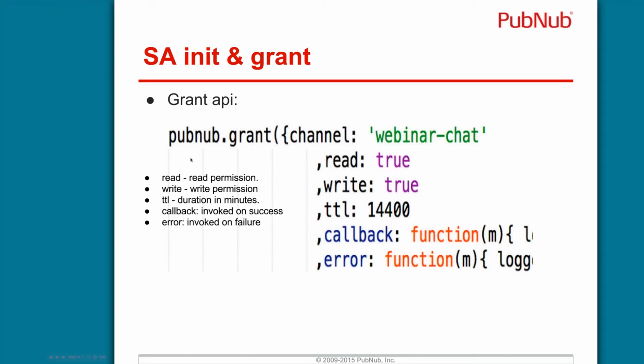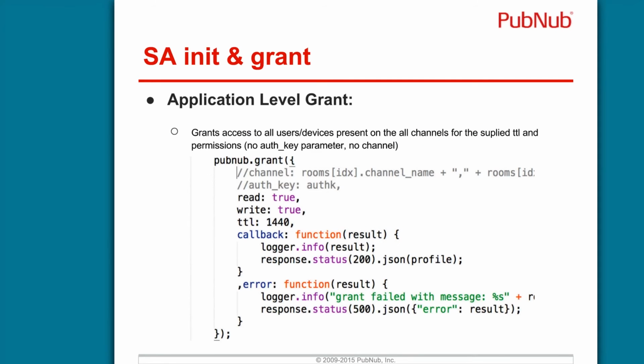There's one API call for grant, and there's various arguments that are passed into grant, and depending on which ones you pass, you may be doing a channel level, application level, or a user level grant. But here's a typical grant call, and I'm just going to pop back over to my code here and show you a grant call.